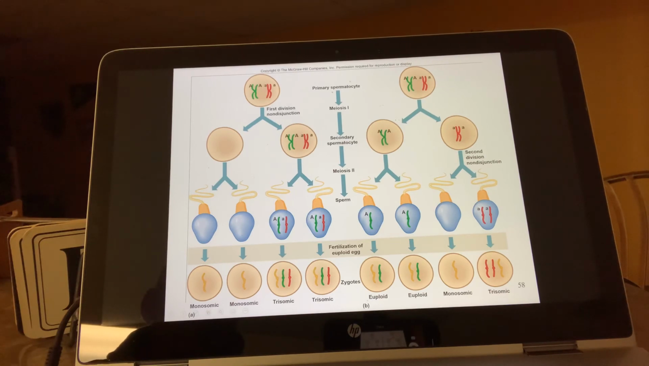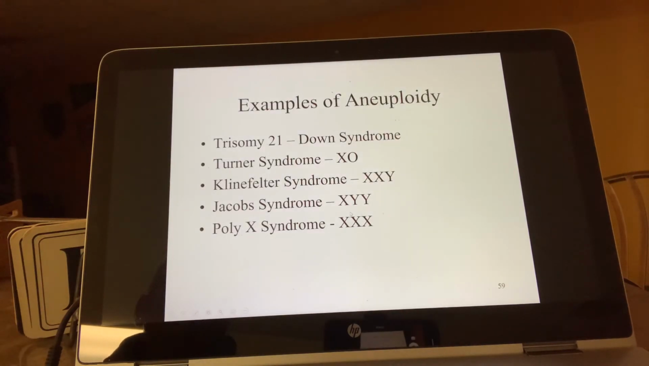If the non-disjunction occurs in the second meiotic division, statistically half of the offspring are going to be normal. The other half are going to be either trisomic, a quarter of those, and another quarter will be monosomic or have one less chromosome. Examples. We're going to talk about examples of aneuploidy of the autosomes, and we're also going to talk about some aneuploidy of the sex chromosomes.